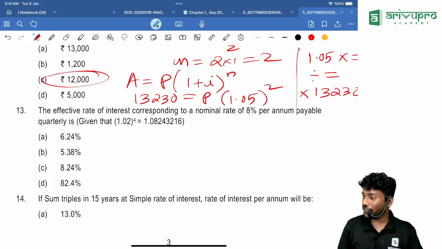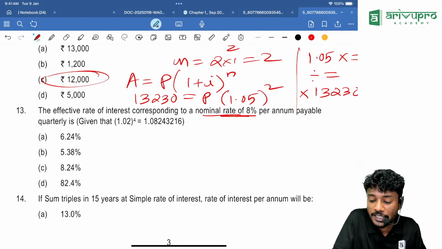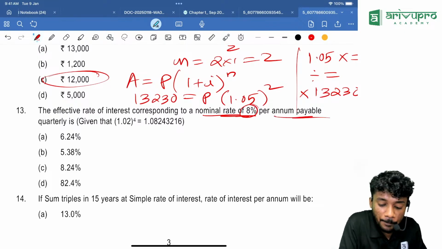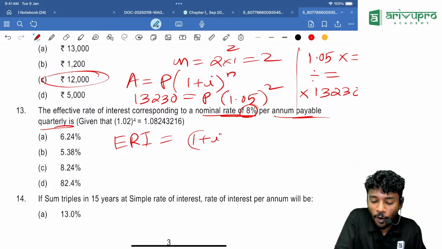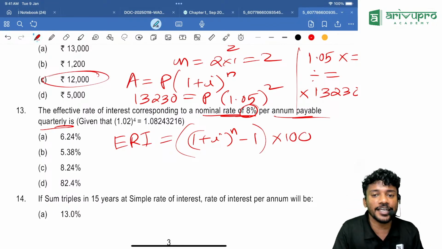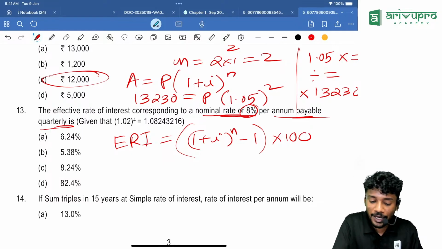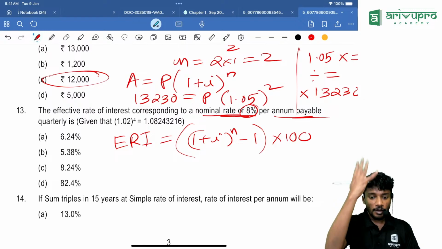Effective rate of interest corresponding to nominal rate of 8% per annum payable quarterly. What is the formula for effective rate of interest, people? 1 plus I, the whole power n, minus 1, into 100 is our effective rate of interest. Now 1 plus I, the whole power n. n is how much here? Quarterly. So n value will be 4.